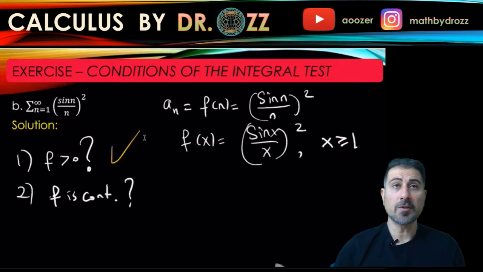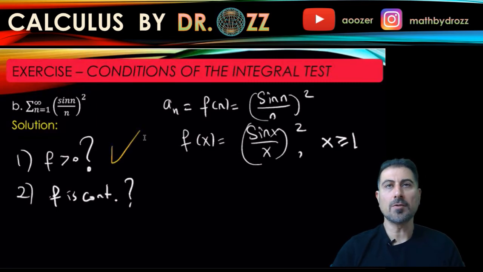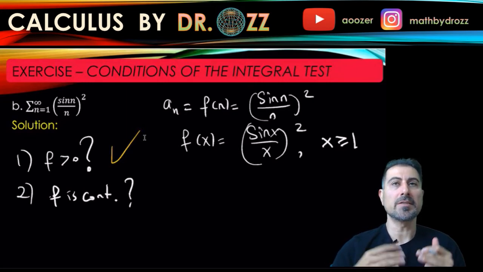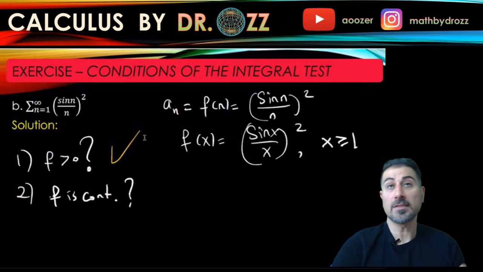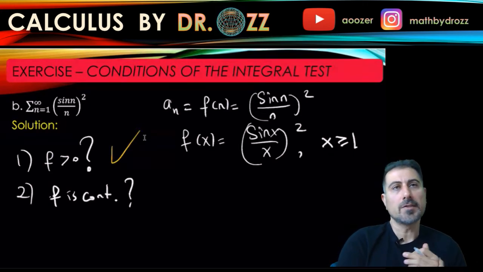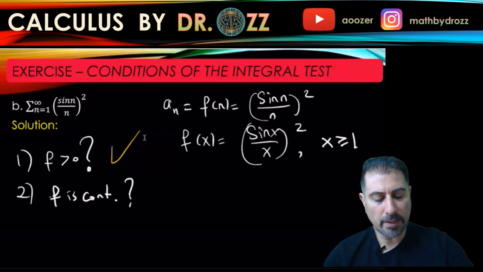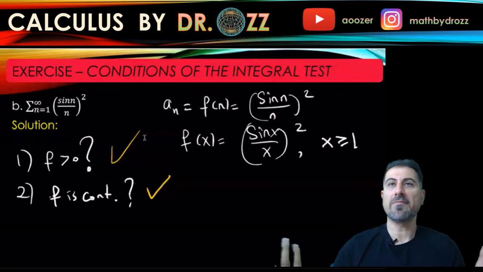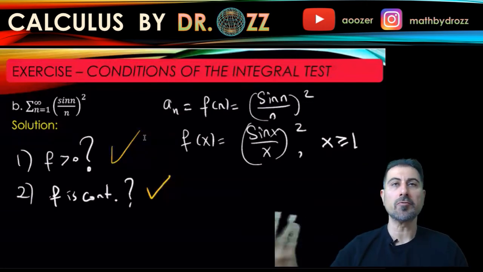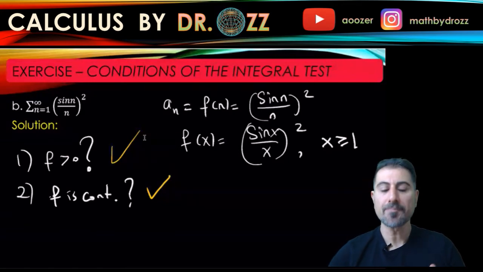Sine is a continuous function, no problem. X is a polynomial, which is a continuous function. Sine x over x is continuous as long as x is not equal to 0, because for x equals 0, you have sine 0 over 0, which is not defined, right? But we're safe. X is greater than or equal to 1, so I can go ahead and say that f is the quotient of two continuous functions, so it's continuous, okay?